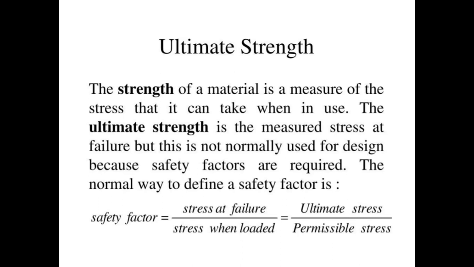What does permissible mean? A body within its elastic limit has a permissible stress, whereas ultimate means maximum load capability, also named as stress at failure divided by stress when loaded, right? This is named the ultimate strength, and we have to know what permissible stress is. Permissible means it is limited.